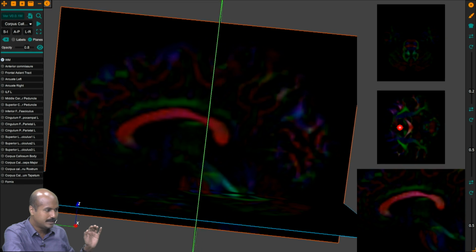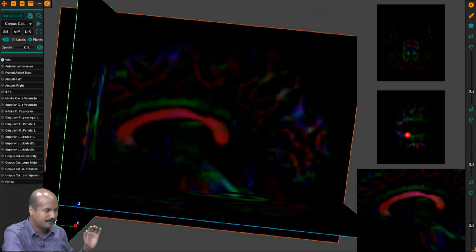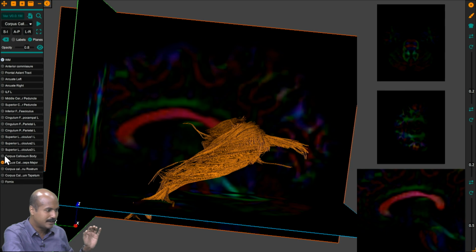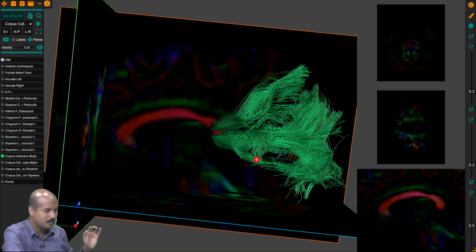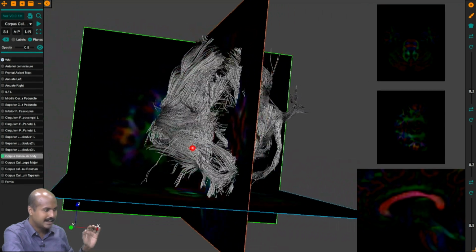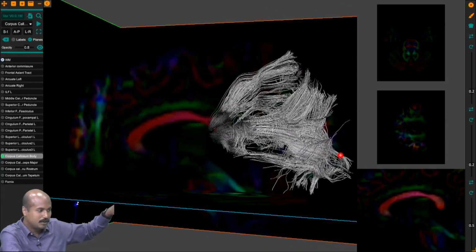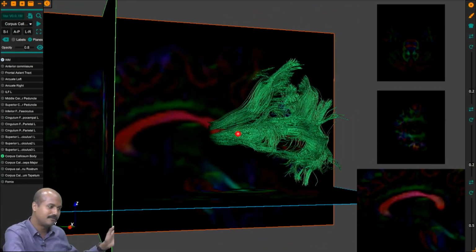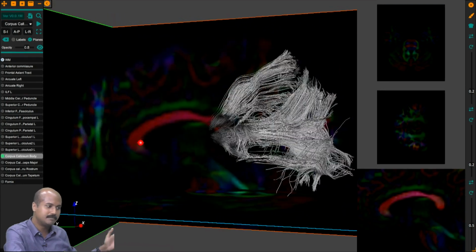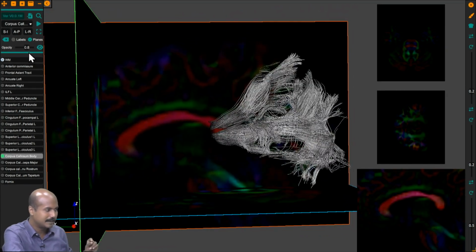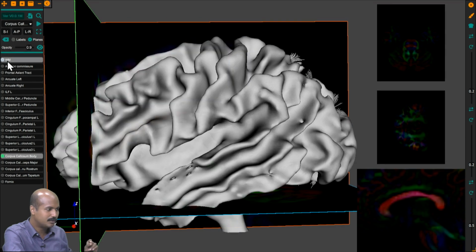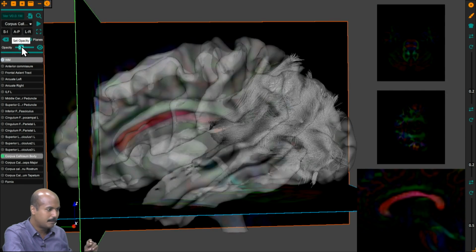Now I'll move this and try to find out what are the fibers going through the splenium. These are the fibers that go through the splenium. That green one, those are the fibers connecting both the occipital lobes. There you have the occipital lobes. The occipital lobes are connected by a massive amount of fibers that go through the splenium to the opposite side. Again, I'll just bring back the white matter to make that evident. This is the white matter. I'll reduce the opacity of the white matter.